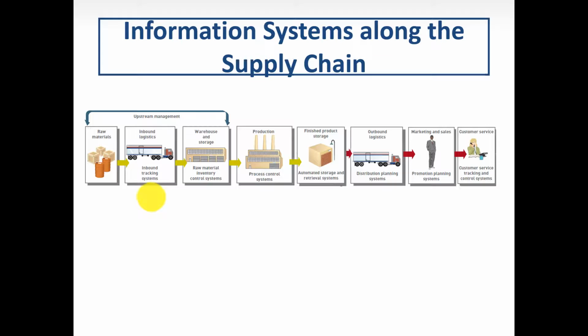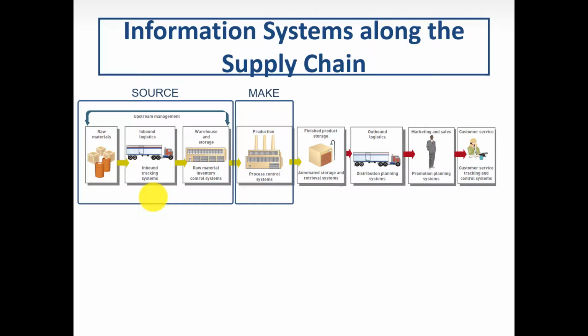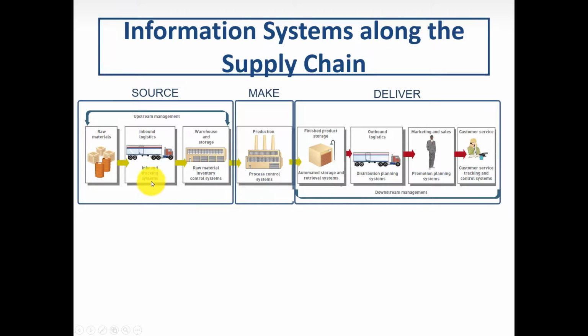So we have here the upstream management: source, make, deliver. Now you also see here a small description of all sorts of tracking systems and control systems. Those are the boxes that I showed you before. So we have the transportation management system, which occurs not only here but also here, because we want to control which trucks from which suppliers are arriving when.